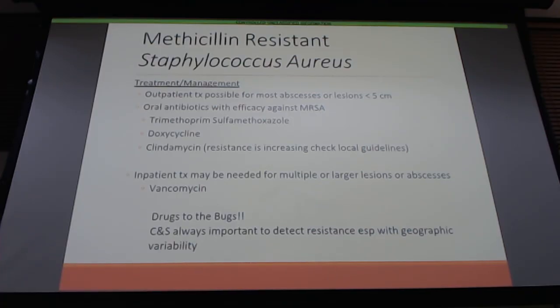Okay, so MRSA treatment, management, outpatient. Magic number is usually less than 5 centimeters for treating people outpatient. They have a single abscess, less than 5 centimeters, not a problem. Or you can have a couple, it depends on what your thought process is when you're looking at those patients, but centimeters should be less than 5. You can give them oral antibiotics: trimethoprim-sulfamethoxazole, Doxy, Clinda will all work against MRSA.